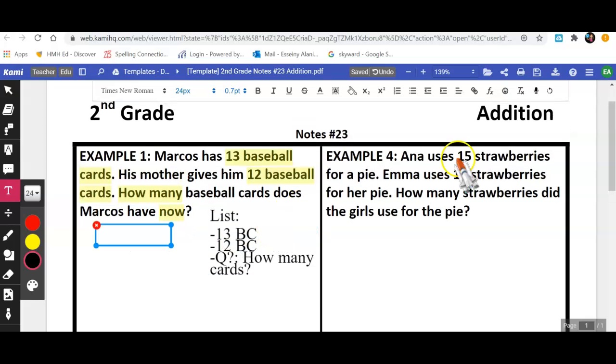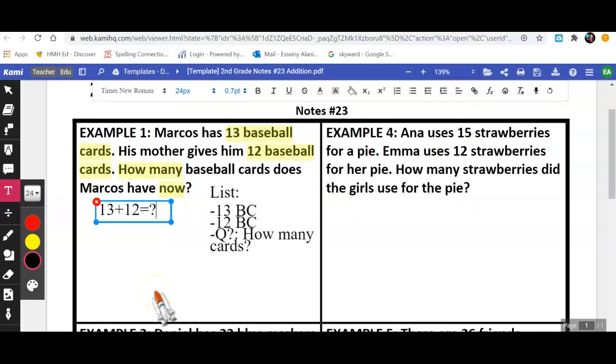We know, because it tells us here addition, that we have to write an addition number sentence. 13 plus 12 is equal to question mark, because we don't know yet. And then here we need to show our work. You may not have enough space to show your work, so get your math journal and show your work in your math journal.